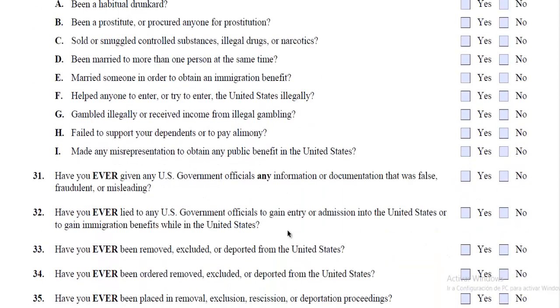On question 31, remember that the U.S. government includes immigration authorities. Therefore, if you provided false information on a green card, visa, or other such application, you need to answer yes here.